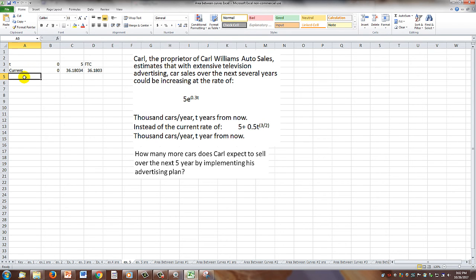And then with the ads, we have this function 5e^(0.3t) right here. So that would equal 5 divided by 0.3 times e^(0.3t). And then the FTC is upper limit minus lower limit. And for the area between, you can see that with ads the value is higher than that, so you would just take this one minus that one.